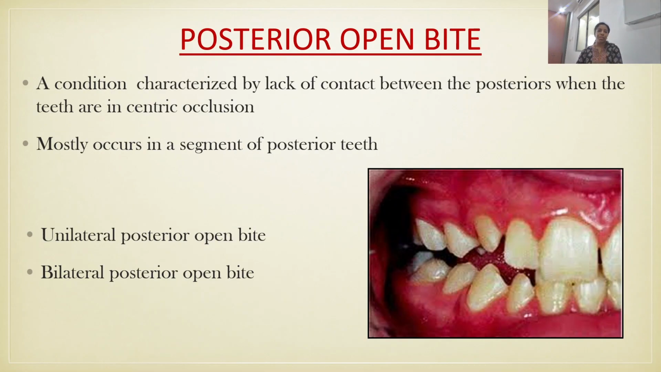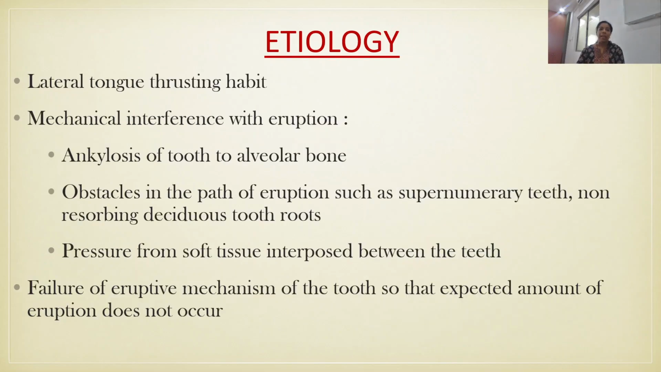In case of posterior open bite, which is a condition characterized by the lack of contact between the posteriors when the teeth are in centric occlusion. So see, even if the teeth are in centric occlusion, if the posteriors are not contacting, we can consider it a posterior open bite. It mostly occurs in a segment of posterior teeth, and this posterior open bite can be either unilateral or bilateral. And the etiology of the posterior open bite.